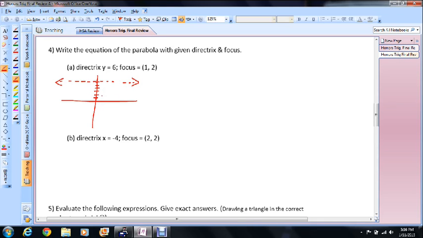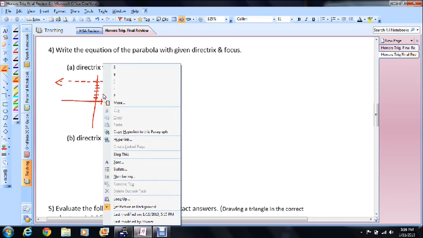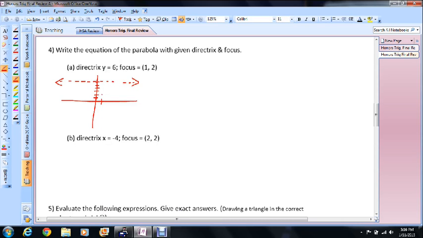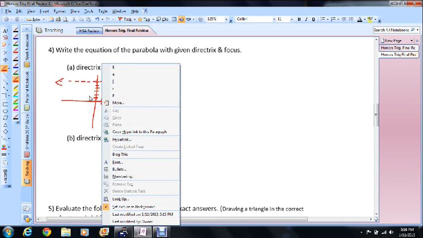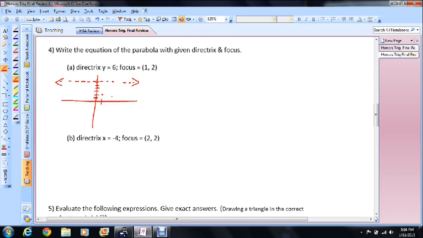Okay? The focus is at 1, 2. So I go over 1, up 2. I'm going to label that as F. It's really important to label it with what it is, because sometimes you might, on accident, draw the parabola through that. Remember, the parabola goes through the vertex, not the focus.